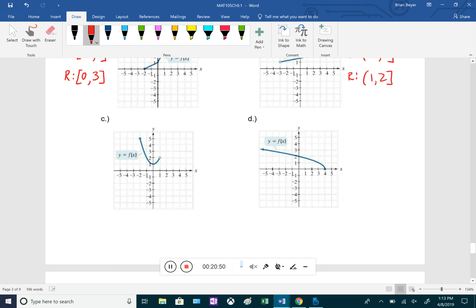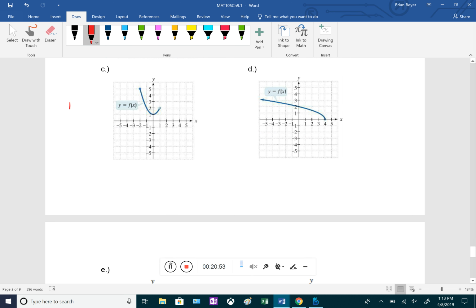Okay, for C, for the domain going left to right, it goes from -2 to 1, bracket on -2, parenthesis on 1 because it was an open circle. For the range, we're going to be going bottom to top. So it goes from right here to right here, from 1 to 5. It is directly cutting through that 1. That means we include it with a bracket. So 1 to 5, and both of them get brackets, because at 5, it was a closed circle.